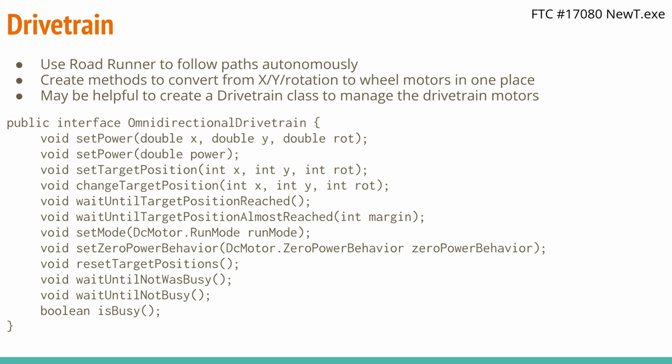Let's see, setting the mode for all of the motors and likewise zero power behavior. Resetting the target positions. Also waiting until each of the motors was done moving at least once or is done moving. These work with run to target position. And you can also just see if any of the motors are moving. So those are some of the methods you might want to include.